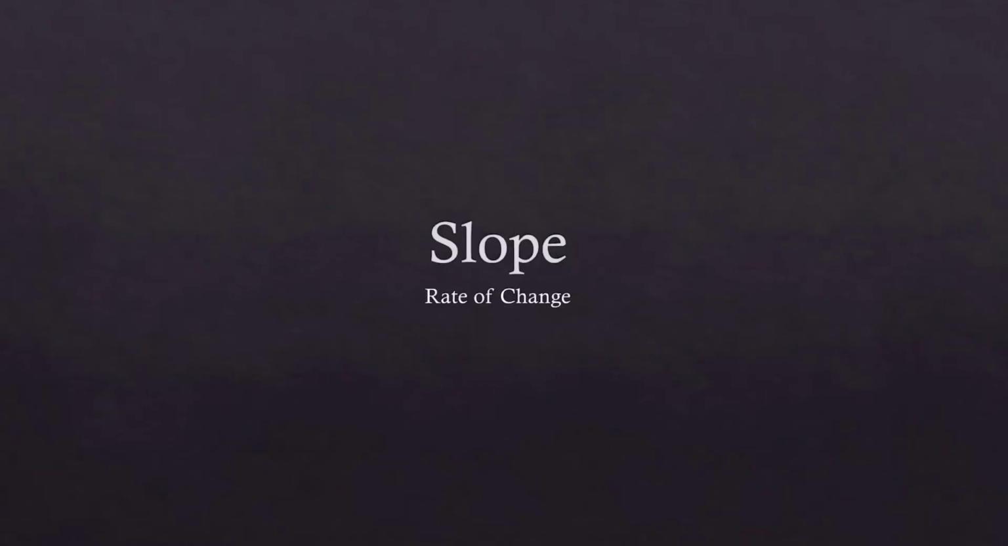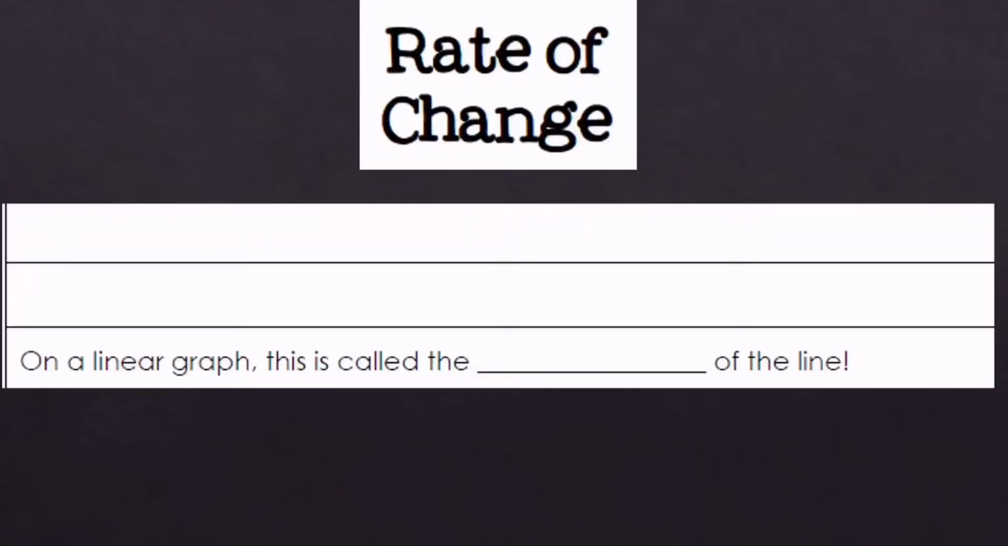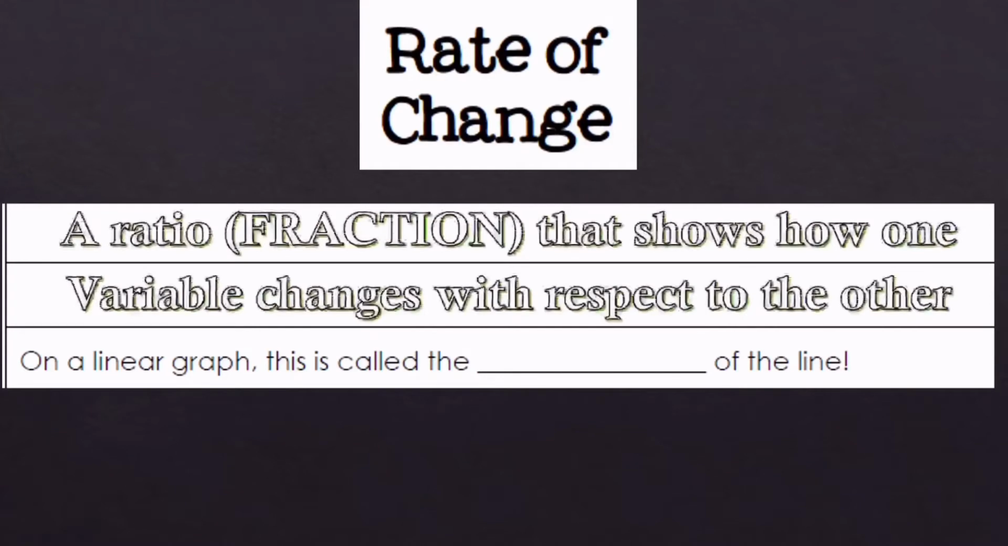So here we are at our next topic that involves linear functions. Remember, this whole unit involves linear. We graphed them yesterday. Today we're going to take a look at their slopes or their rate of change, okay? The rate of change is basically a ratio. A ratio is a fraction. It shows how one variable changes with respect to the other.